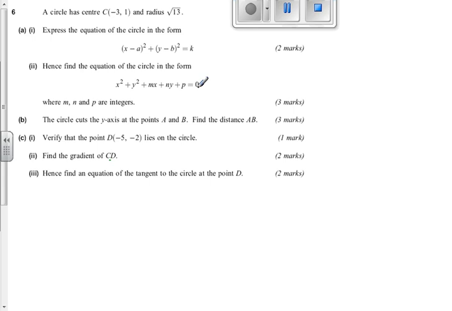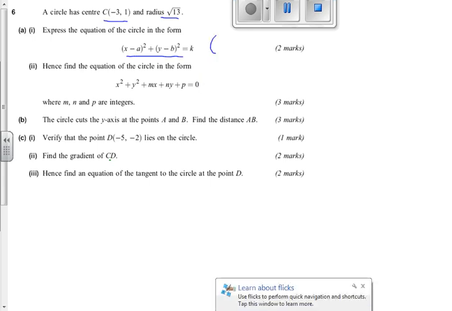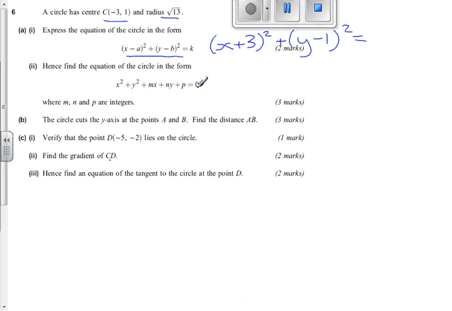Question 6 is your circles question and starts just by that normal thing of here's the centre and the radius, make it in that form there. So it's x minus the x coordinate, so minus minus 3, y minus the y centre coordinate equals the radius squared, 13 squared, of course it's 13.